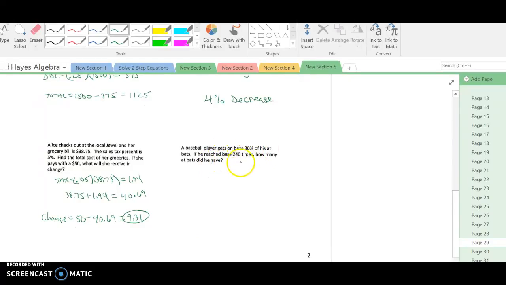And last, a baseball player gets on base 30% of his at-bats. If he reached base 240 times, how many at-bats did he have? So 30% of his at-bats is what he got on. So 30% as a decimal is 0.30. Do you know how many at-bats he had? No. So 30% of those, which means we're going to multiply by the number of at-bats. When you calculate it, it should equal 240 times. So when you solve for the at-bats, divide by 0.3, and the number of at-bats would be 800 at-bats.